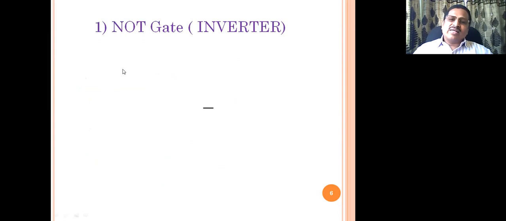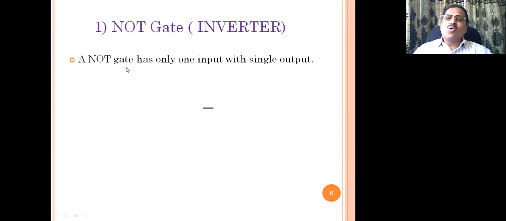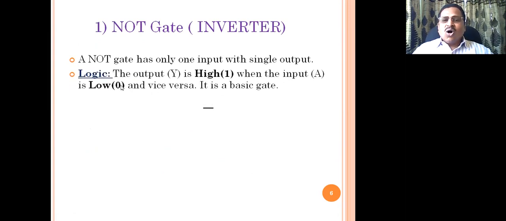In case of a NOT gate, you will find it has only one input with a single output. Suppose Y is the output and A is the input. The output Y will be high when the input A is low, that means 0, or vice versa. Basically, the NOT gate is a basic gate. It performs a logical operation, that is NOT or inversion.